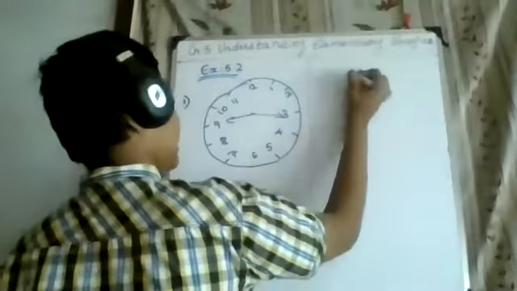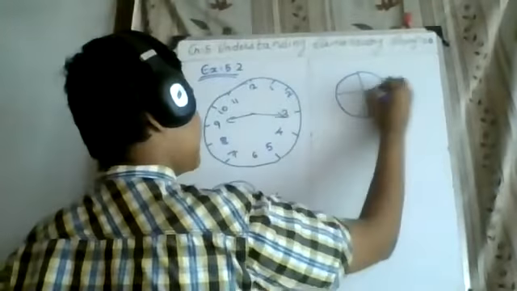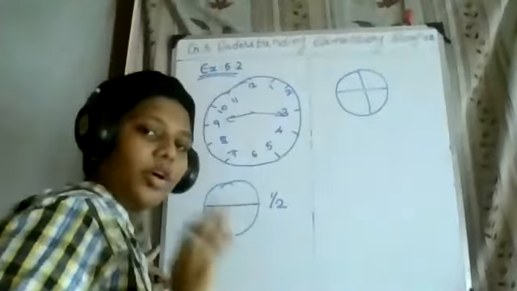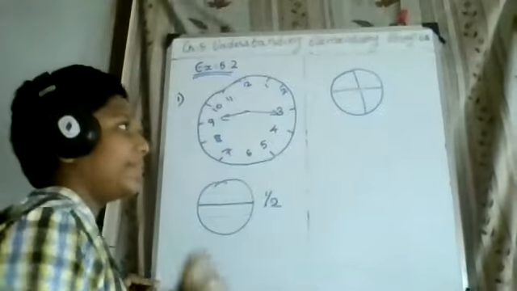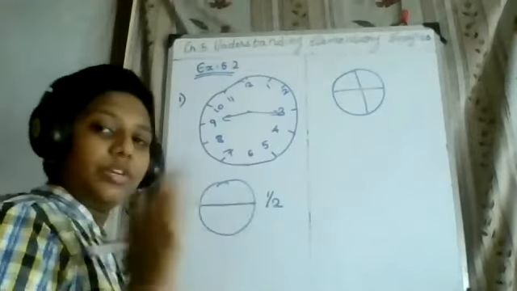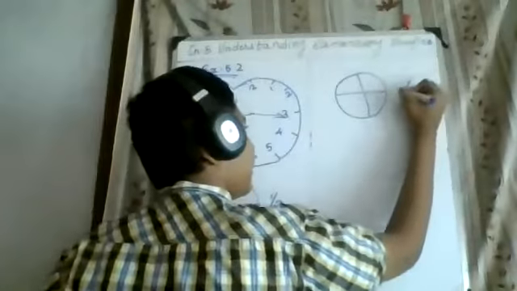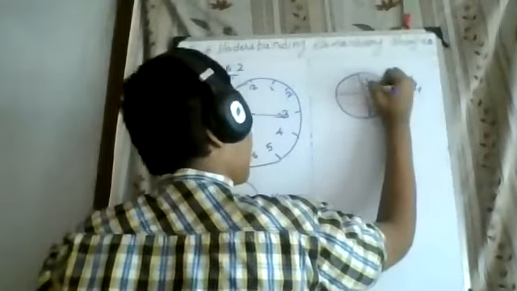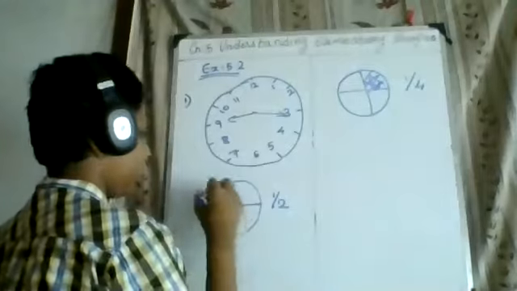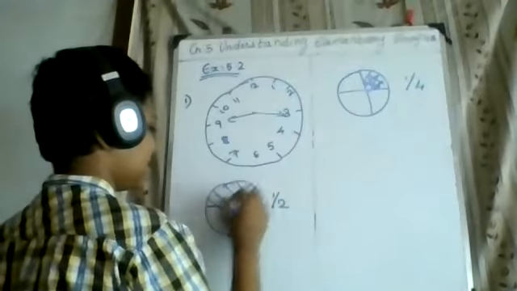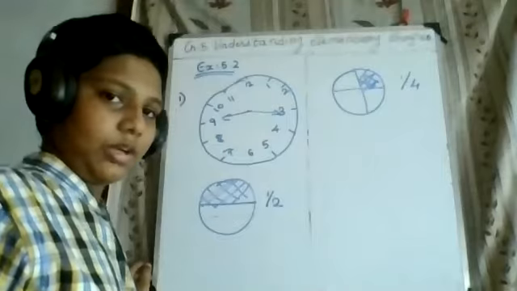And see, if a circle is divided into 4 equal parts, if we draw 2 radii, it will divide the circle into 4 equal parts. So the fraction of this will be 1 by 4. Each part's fraction is 1 by 4. And here each part's fraction is 1 by 2.